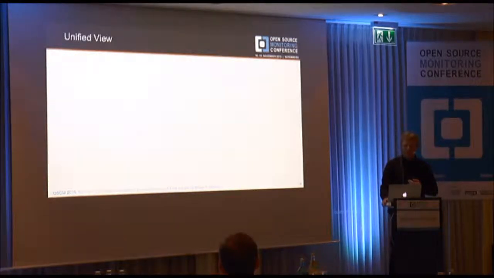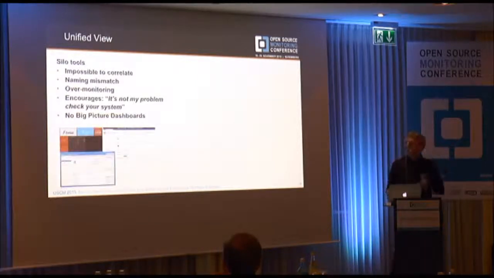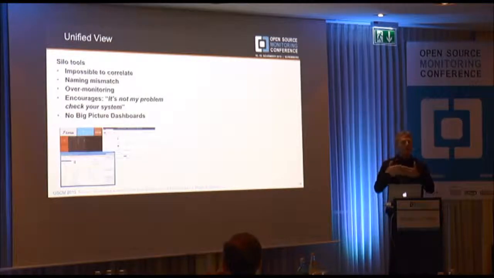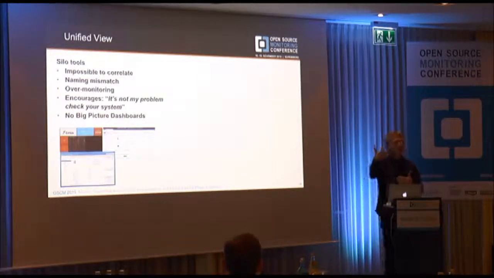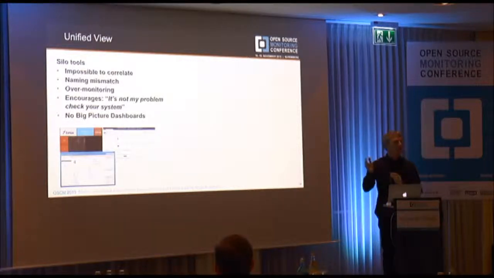Again, what's a unified view? If you have silo tools, it's really hard to correlate. It's really hard to figure out whether it is a network problem or a storage problem or a compute problem or a configuration problem, because it doesn't line up, right? Every tool tells you it's perfect. So that's the third one. It's not my problem, it's your problem, right?